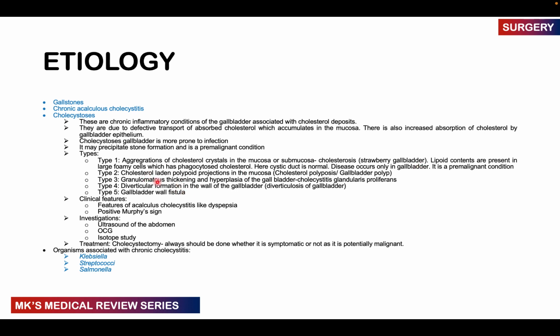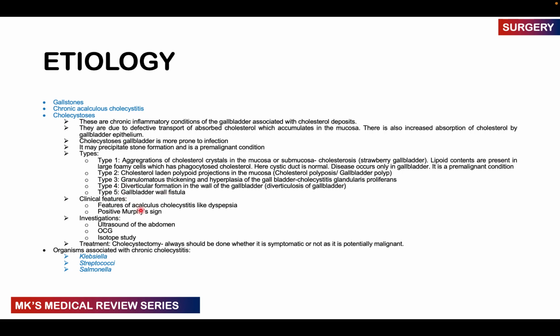Then type 2 is where you have cholesterol-laden polypoid projections in the mucosa. So you have gallbladder polyps. Then type 3 is where you have granulomatous thickening and hyperplasia of the gallbladder wall. You may have cholecystitis glandularis proliferans. Then you have type 4, which is the diverticula forming in the wall of the gallbladder. This is a diverticulosis of the gallbladder. Then type 5 is the gallbladder wall fistula.